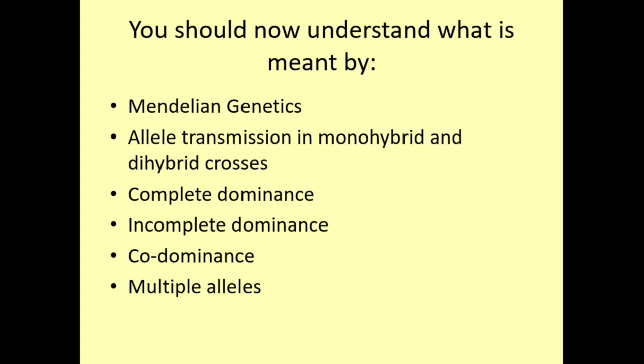Important to remember, though, that a diploid organism such as us, we will only ever have two alleles for each gene because we are diploid, so we have two sets of chromosomes, but that doesn't mean that there cannot be more versions of that allele within a given population.